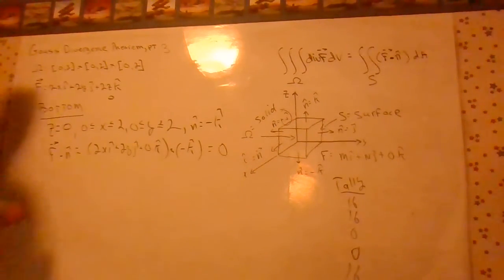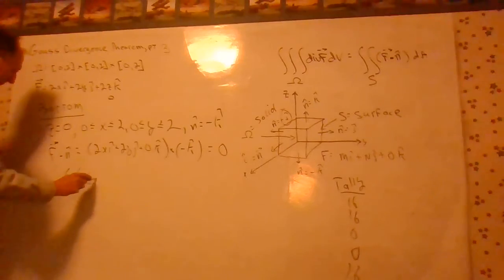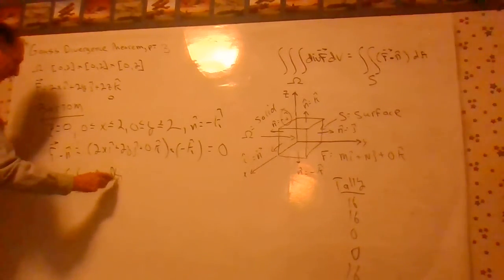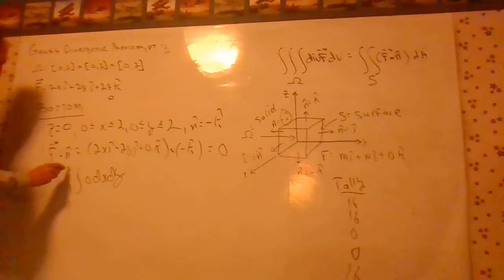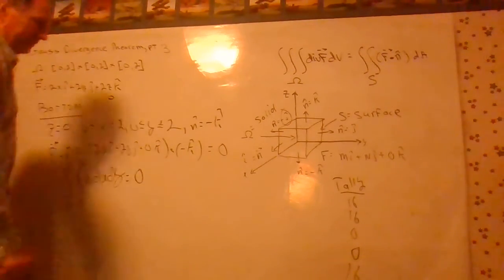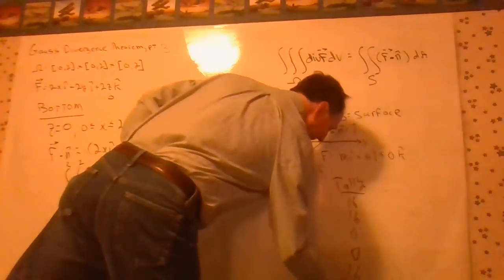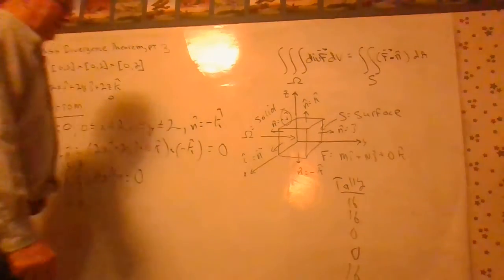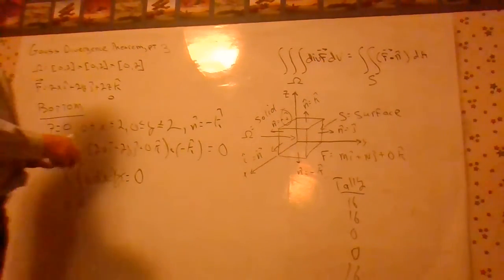And so we get double integral 0 dx dy, 0 to 2, 0 to 2. That's just 0. So you can add that up to your tally. What does it add up to? Adds up to 48.